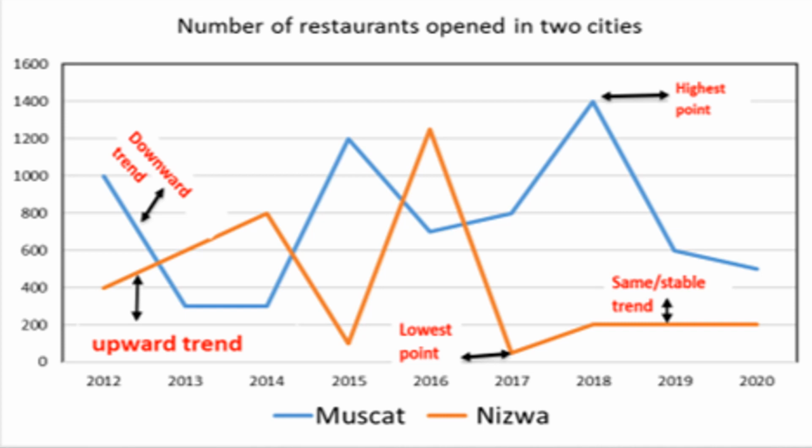Now, when you look at the line for Nizwa, the restaurants open in Nizwa from 2012 to 2014 shows an upward trend. You see, it's going up, upward trend. So, what are the words you use to describe the upward trend? Went up, grew, improved, climbed, jumped, increased. These are the words you use to describe this trend.